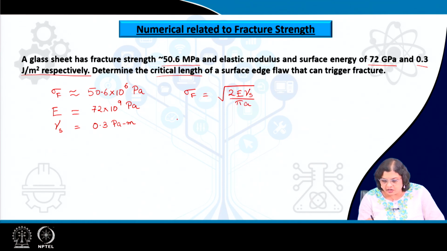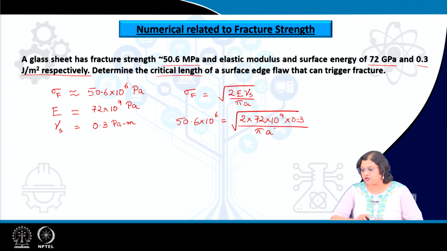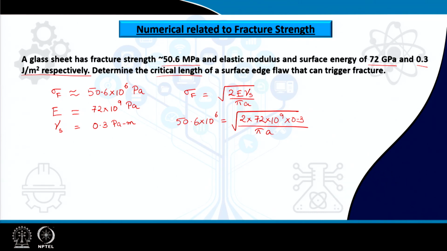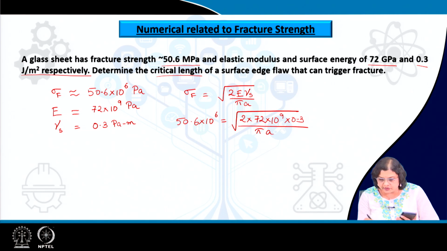So, if we simply plug all the values here, 50.6 into 10 to the power of 6, and here comes 2 into 72 into 10 to the power of 9 into 0.3, divided by pi and a, and we can determine the critical crack length in that case. So, let us simply solve this problem.